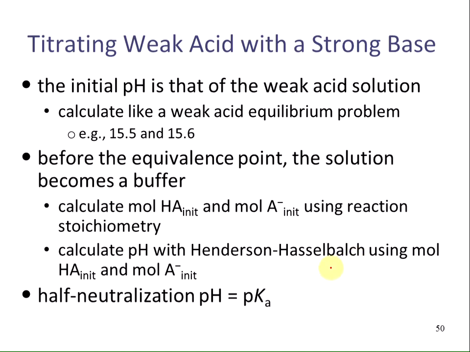And then we can calculate the pH with the Henderson-Hasselbalch equation using the moles of the protonated acid and the deprotonated acid. And we also said that at the half neutralization point, the pH equals the pKa because the amount of HA and A minus are the same. And when they have the same ratio, that fraction becomes 1 and the log of 1 is 0. And this is why the pH equals the pKa at the half neutralization point.